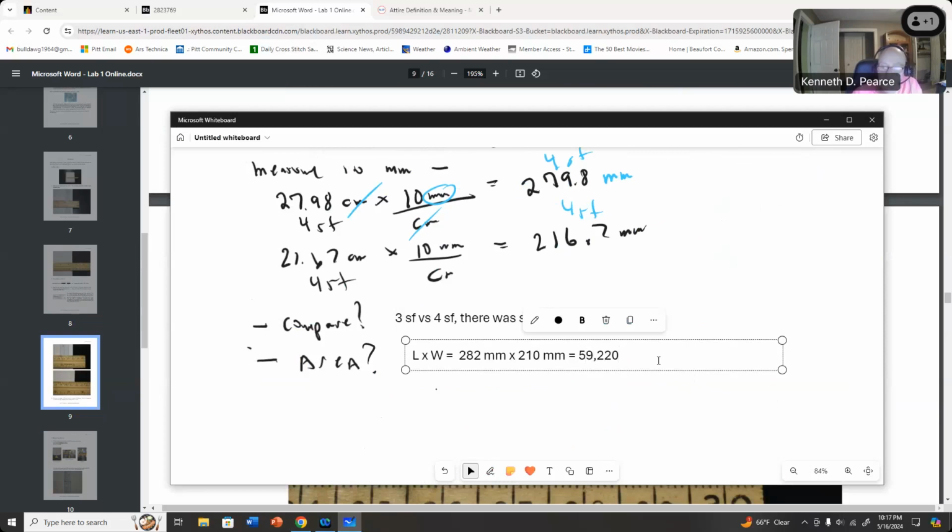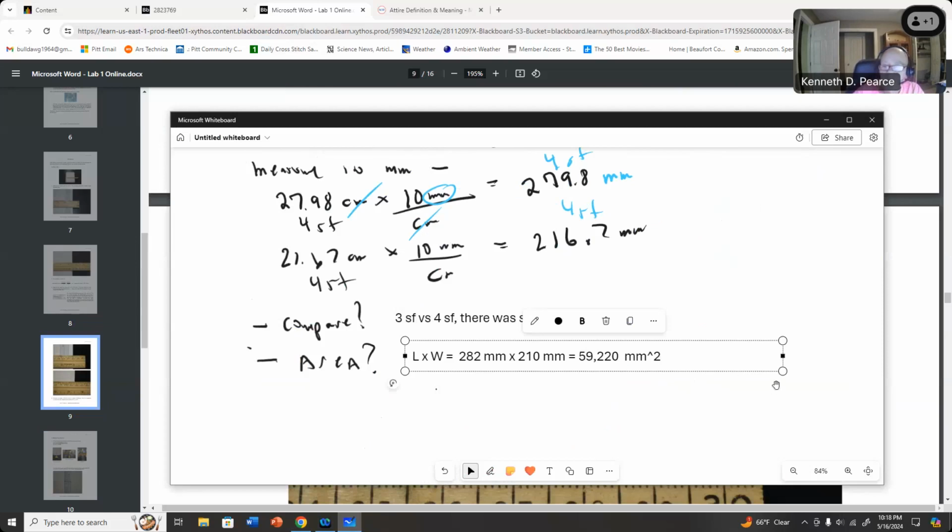59,220. But what's the units on this? What do you think? Millimeters squared. Yeah, because length times width gives you squared. If you had length times width times height, that would be a volume, which would be millimeters cubed. So a millimeter times a millimeter gives you millimeters squared.